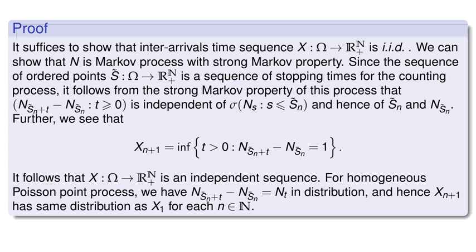For a homogeneous Poisson point process, the process N sub S tilde n plus t minus N sub S tilde n has the same distribution as N_t due to stationary increments of the homogeneous Poisson process. Hence, X_{n+1} will have the same distribution as X_1 for every n, establishing that they are identically distributed.